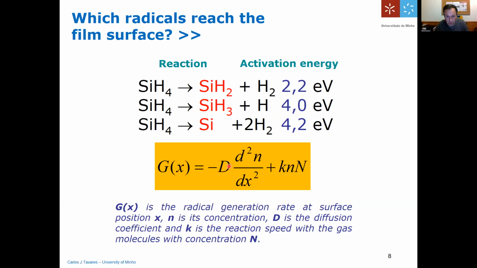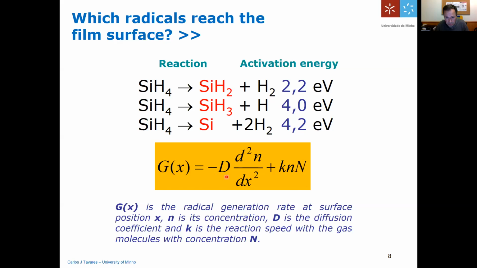Here d is the diffusion coefficient, and the small n is the concentration of the radicals. K is the reaction speed of these radicals. Okay, we will take a look at this K, which is important for understanding this process of creating different types of reactions, starting from silane. And this N here, the capital N, is just the concentration of the molecules of the gas that you have, the precursor gas that reaches the substrate on the surface of the film.